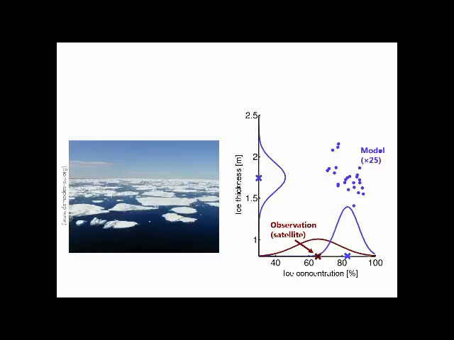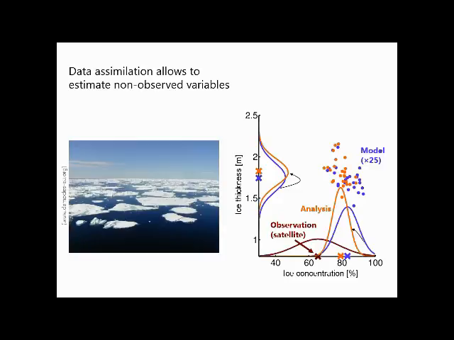But at the same time, it's possible to also simulate the ice concentration in this area, and we could do this with a model. The advantage of the model is that it can also simulate sea ice thickness. So the model could simulate at the same time ice concentration in this region and at this time, but also sea ice thickness.